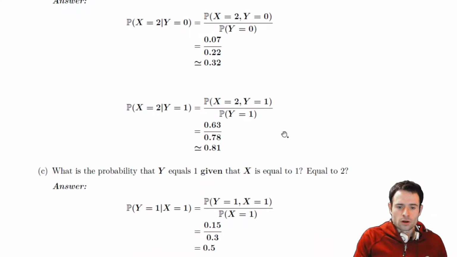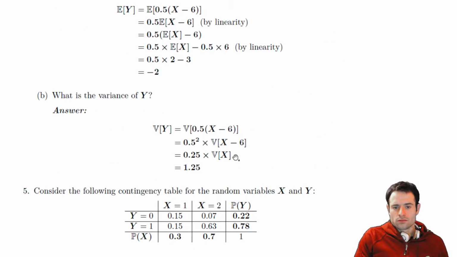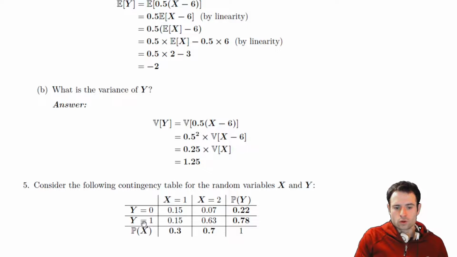And I do the same for the probability that x is equal to 2, given that y is equal to 1. The top term is always the joint probability, and the bottom will be the marginal probability that corresponds to what's inside the given. From the table we have 0.63, that's this number, y is equal to 1 and x is equal to 2, divided by the probability that x is equal to 2, 0.7. You can imagine that this ratio is going to be pretty big.